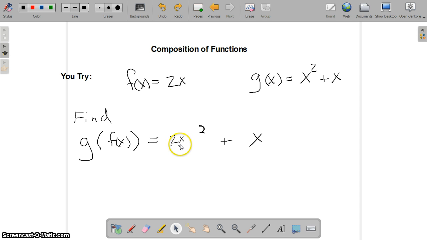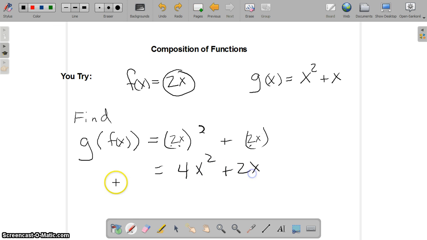I'm going to copy it again. There's another one, and I have to stick it here too because I have two x's. I've got to replace both of those x's with that function, the 2x. Hopefully you noticed that. I'm going to put this in parentheses and this in parentheses to drive home that I'm squaring the 2 and the x. I'm squaring the entire function. This entire function is getting plugged in. So we would end up getting 4x squared plus 2x, and that would be the composition of the g of f of x function.